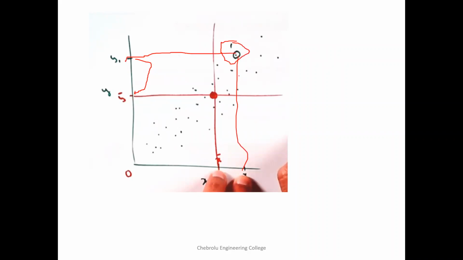You take a point x1, y1. Now, what is the difference between y1 and y bar, where y bar is the approximate center? y1 minus y bar is called the variance of y. Similarly, this distance is called the variance of x.